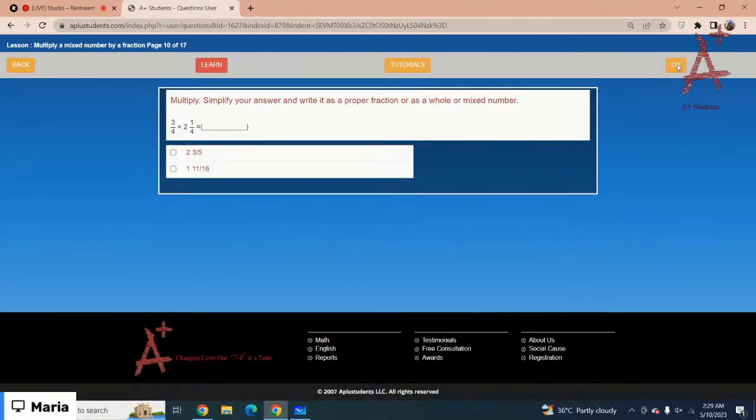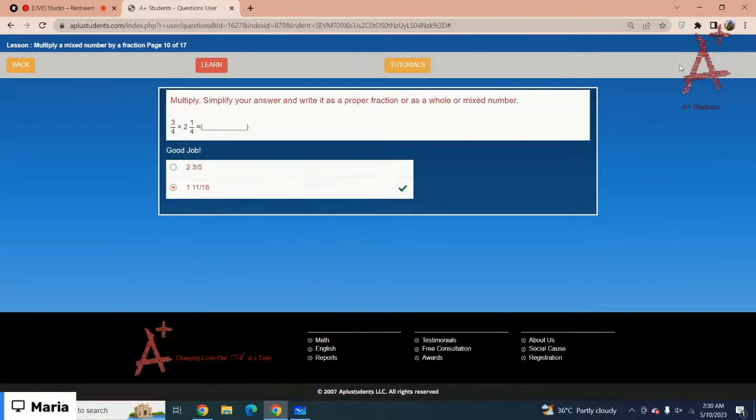Okay, the next one is 3 by 4 times 2 whole 1 over 4. So which is the correct option? 4 times 2 is 8 and 1 is 9 over 4, and 9 times 3 is 27. So it would be 27 over 16. So 16 times 1 is 16 and we have 11 remainder. So that means it would be 1 whole 11 over 16. The correct option is 1 whole 11 over 16.